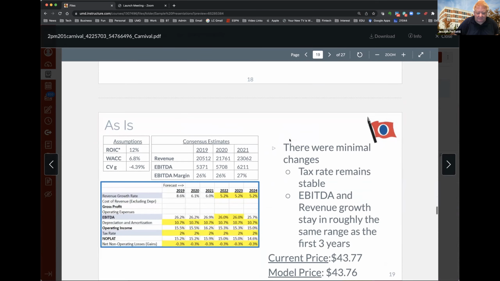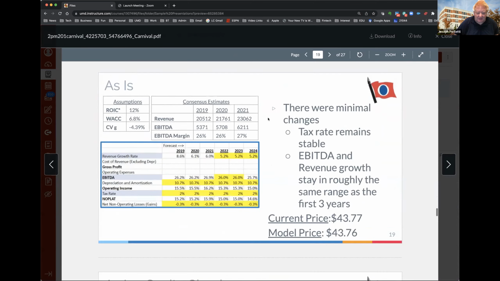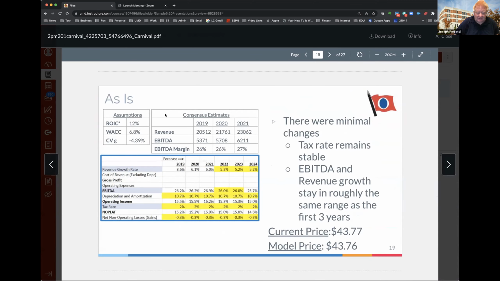But what I found very helpful is when they went through their as is model, they basically put in the key assumptions right here. They kind of cut and pasted what they had changed out of the forecast slide. So it's really clear what they changed. And then they had a little bit of write-up and then showing what the share price changes were.